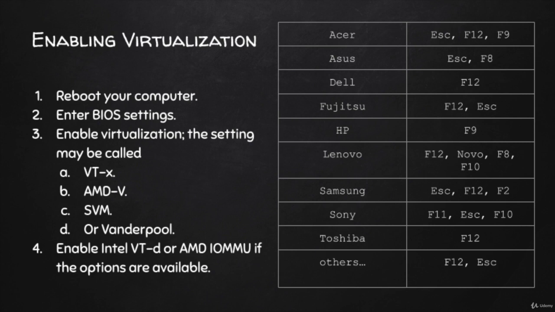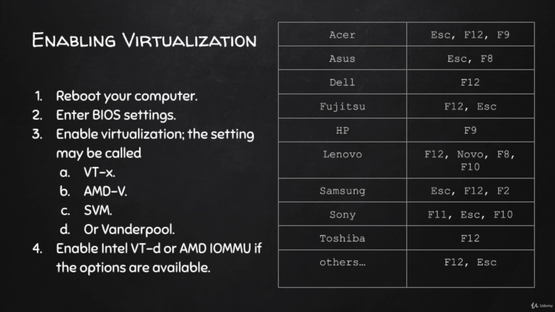Entering the BIOS settings varies depending on the computer that you have and depending on the motherboard. On the right here, I have a table of the most common computers, along with the buttons that you need to press in order to enter the BIOS settings. So as soon as you turn on the computer or restart it, you'll need to press the button relevant to your computer in here in order to enter the BIOS settings. Once you're there, you want to make sure you enable virtualization.